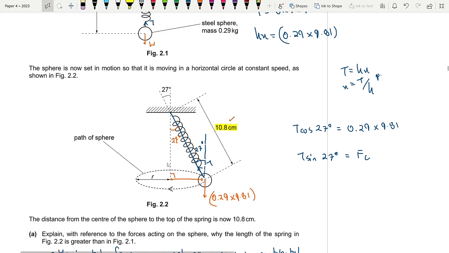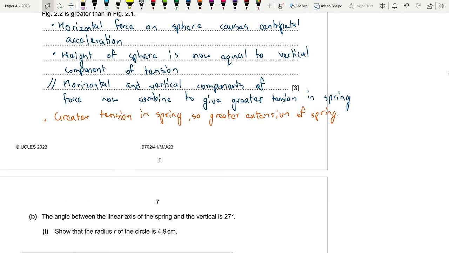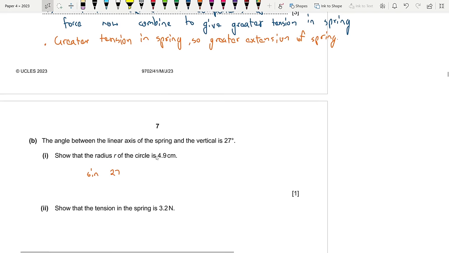This length is 10.8, the hypotenuse. This is 27 degrees. Hypotenuse is 10.8, so we can just use sine 27 equals opposite by hypotenuse. So sine 27 degrees is equal to the opposite, which is unknown, r, by 10.8, the hypotenuse. So r is equal to 10.8 into sine 27, which to two significant figures, since our data is given to 2SF, is 4.9 cm.